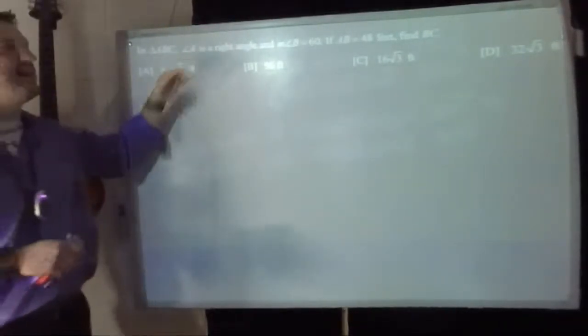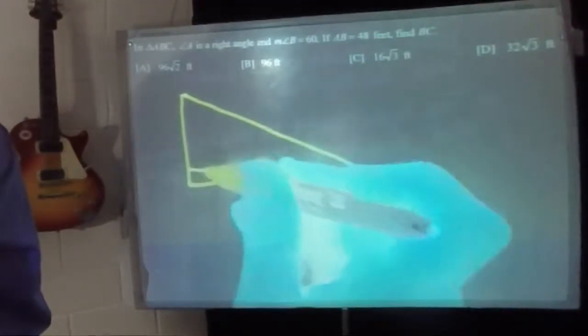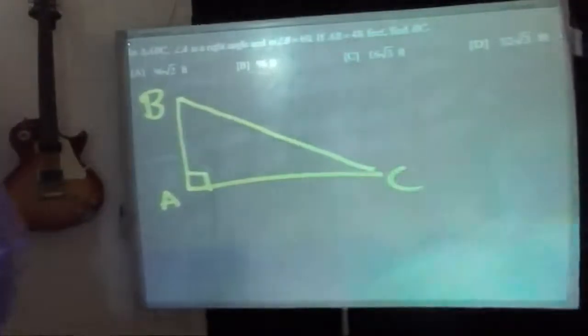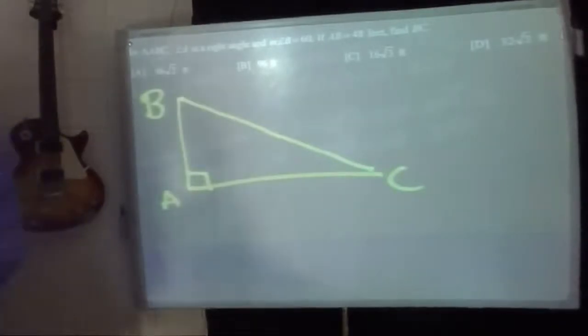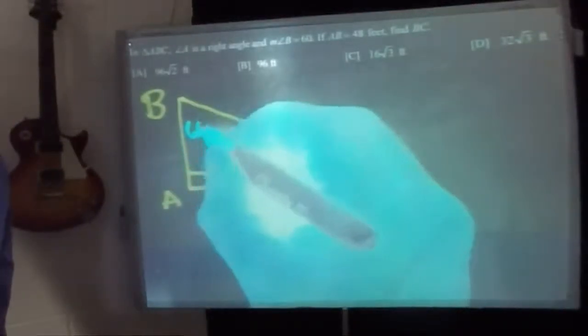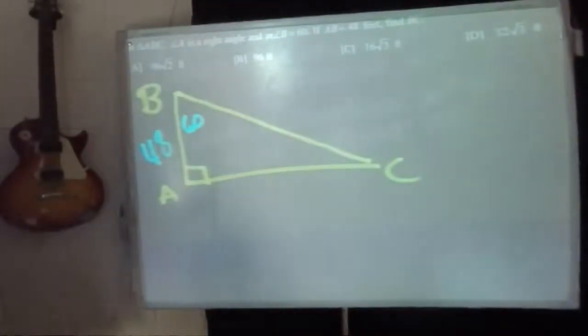Alright, you have to draw your own triangle here. Again, make A the right angle. Just draw a right triangle. Make A the right angle. And I don't care where BC is, I'll put B up top, C to the right. They're going to tell you B is 60, so now you know it's a special triangle. And they're going to tell you AB is 48. And they're going to ask for BC.